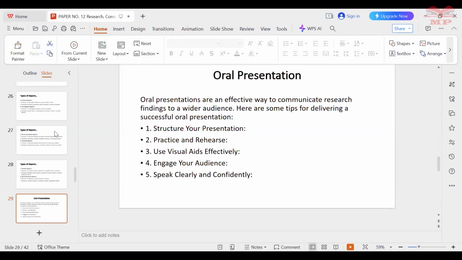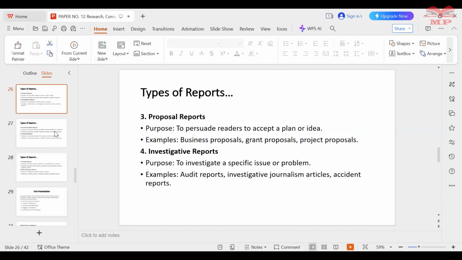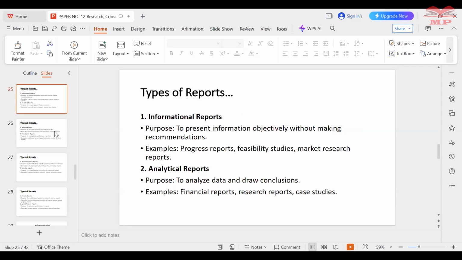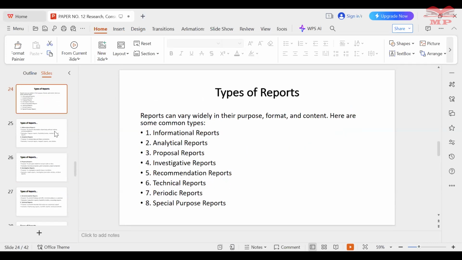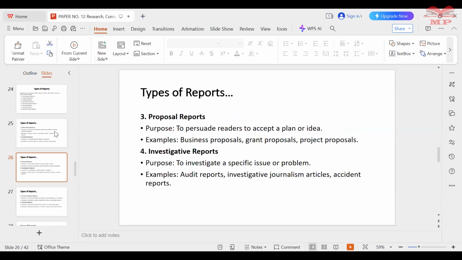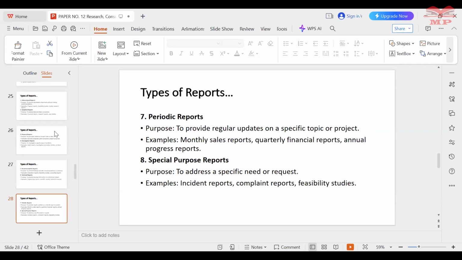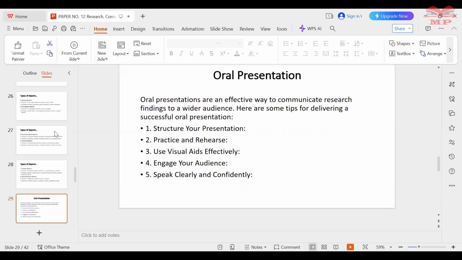So these, dear learner, are examples of types of reports. We have indicated that there are various types of reports, and some of the common types include: 1, information reports; 2, analytical reports; 3, proposal reports; 4, investigative reports; 5, commendation reports; 6, technical reports; 7, periodic reports; 8, special purpose reports.